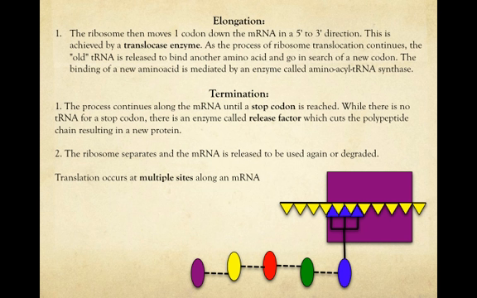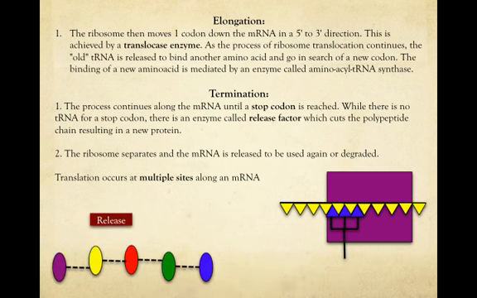So the termination process happens when the ribosome reaches a stop codon on the mRNA. While there's no transfer RNA for a stop codon, there's an enzyme called the release factor, which cuts the polypeptide chain, resulting in a new protein when it develops into a 3D structure. The ribosome separates, and the mRNA is released to be used again or degraded. And translation occurs at multiple sites along the mRNA.